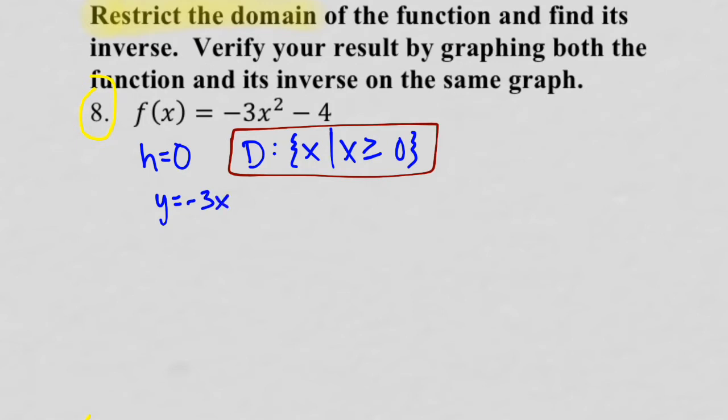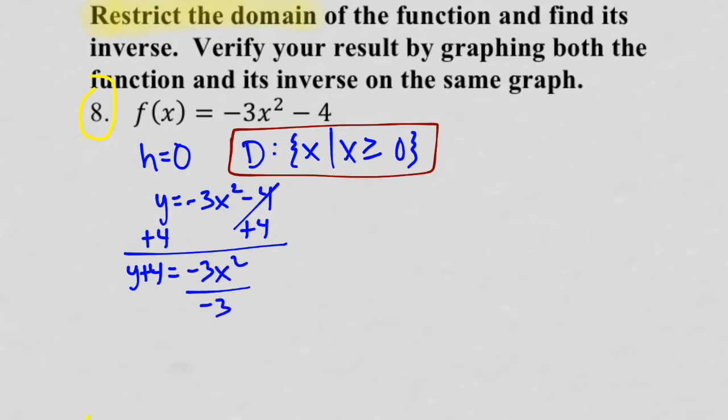-3x squared minus 4. I'm going to add 4. y plus 4 equals -3x squared. I'm going to divide by -3. So x squared, I'm going to write on the left side, equals (y plus 4) over -3.